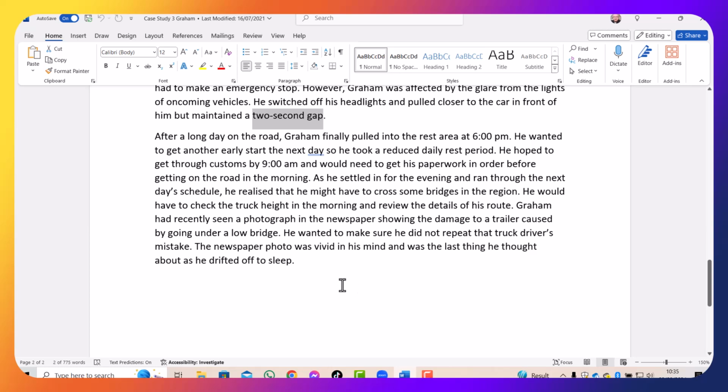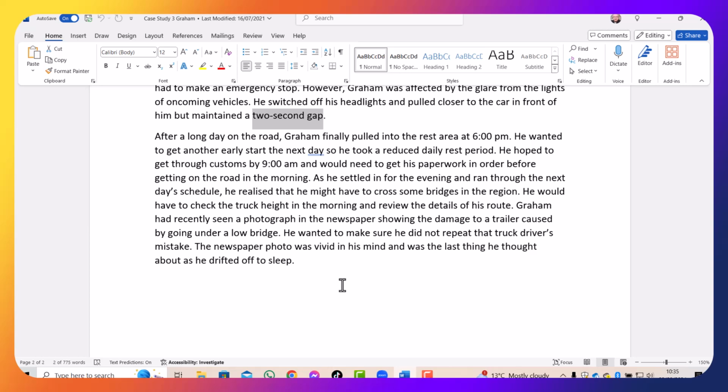After a long day on the road, Graham finally pulled into the rest area at 6 p.m. What time did he leave? 1. 7. How many hours has he been driving? 5. So that's 2 infringements, isn't it? One early for 5, now another 5.